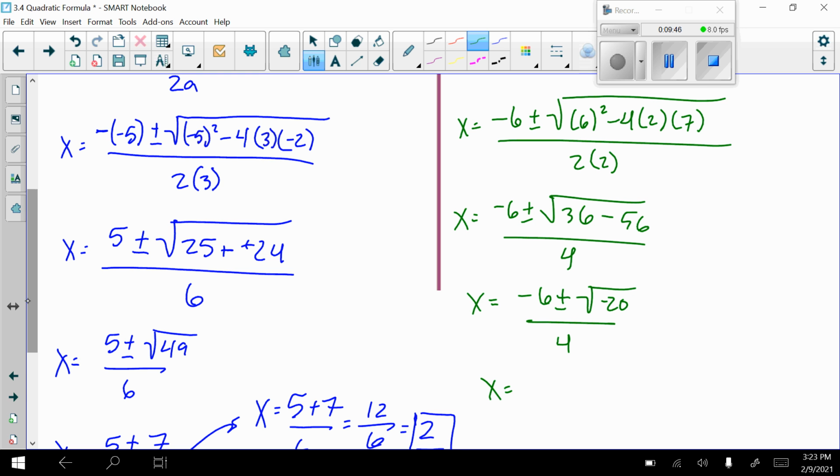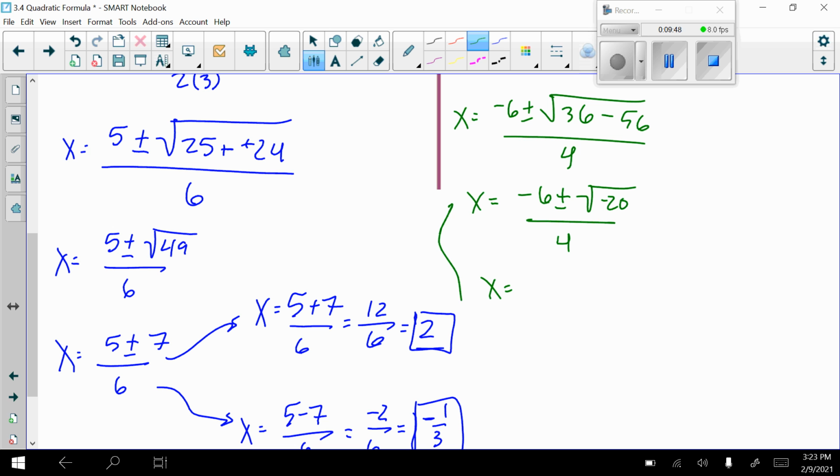We can keep simplifying. I have -6 plus or minus the square root of -20. Let's just go over here and simplify that real quick. We did this one in class. The negative sign I know is immediately going to become an i. I can think of 20. I've got to use perfect square numbers, right? So we've got 1, 4, 9, 16.